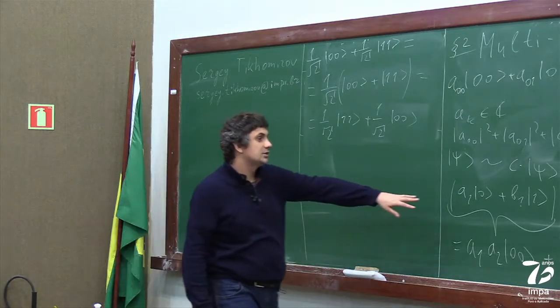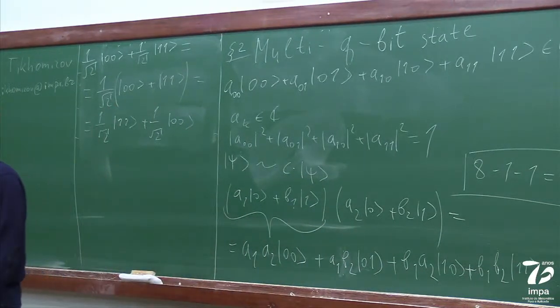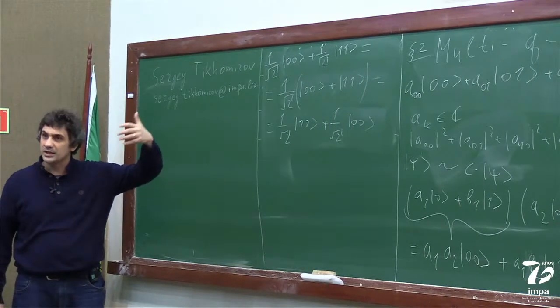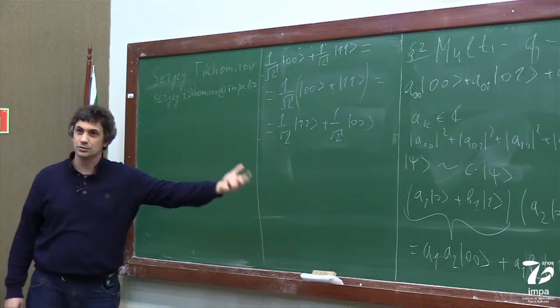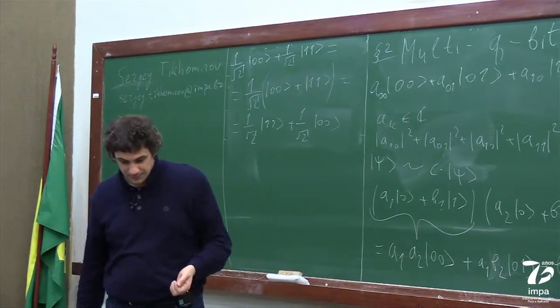Cannot be represented as a product of two vectors, yes? And in fact, what I showed here is the reason why the tensor product appears later, yes? On 2 by 2, it's just easier to formulate.